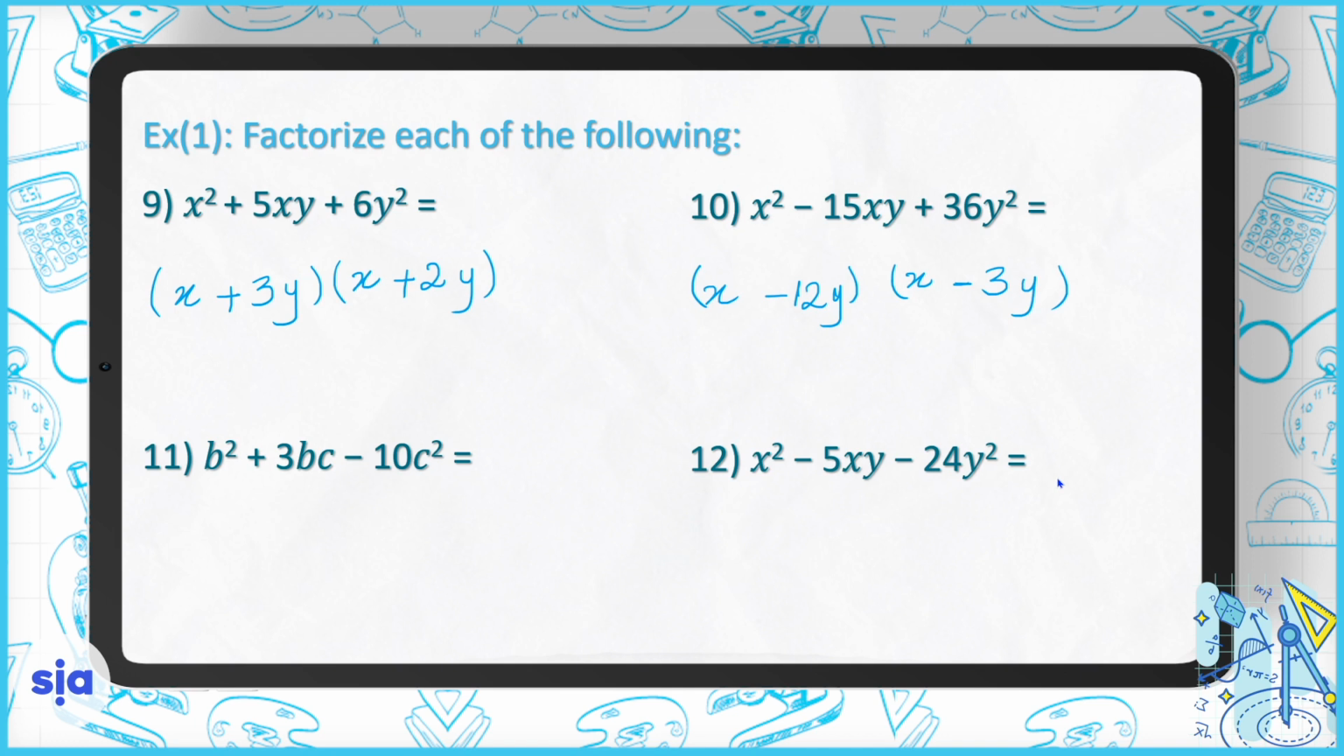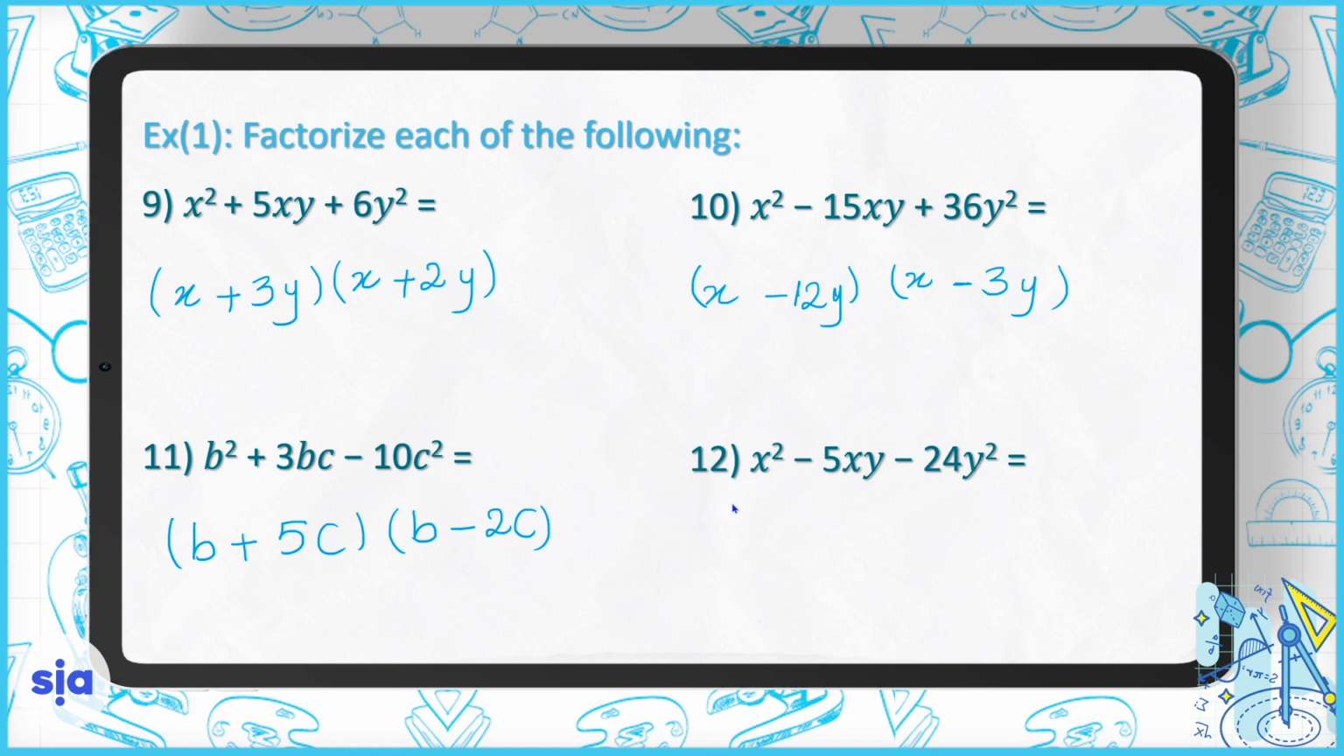Question 11. The two brackets, b and b. The first one is plus, the second one is minus. We're looking for two numbers, their product is 10 and their difference is 3. Excellent. They're the 5 and the 2. So we write the second letter in the second term.